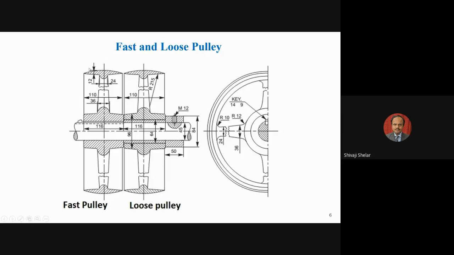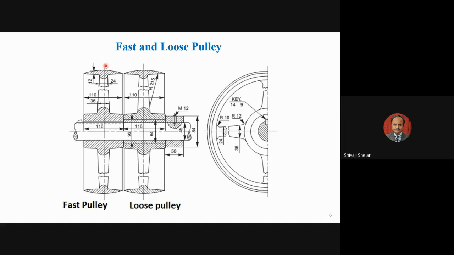The belt mounted on the fast pulley is just shifted onto the loose pulley. So the power transmission from the input shaft to the output shaft will be stopped. But the input shaft will not stop rotating. It will keep rotating, but it will not transmit the power. Then when your machine requires engagement again, what can you do? The belt on the loose pulley will be shifted to the fast pulley.